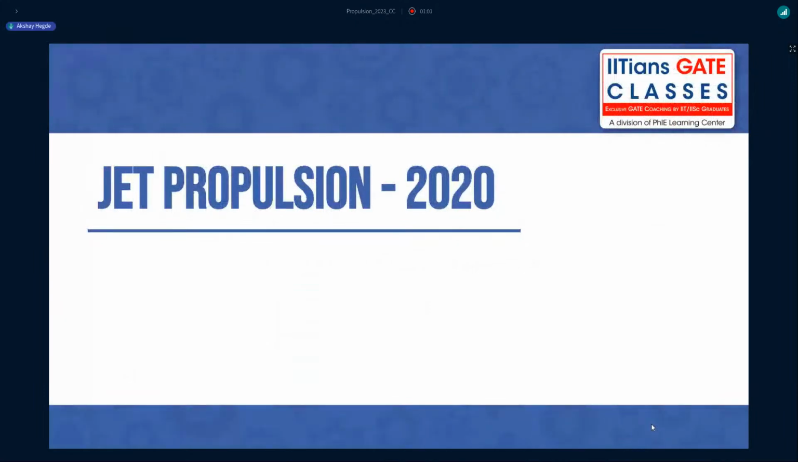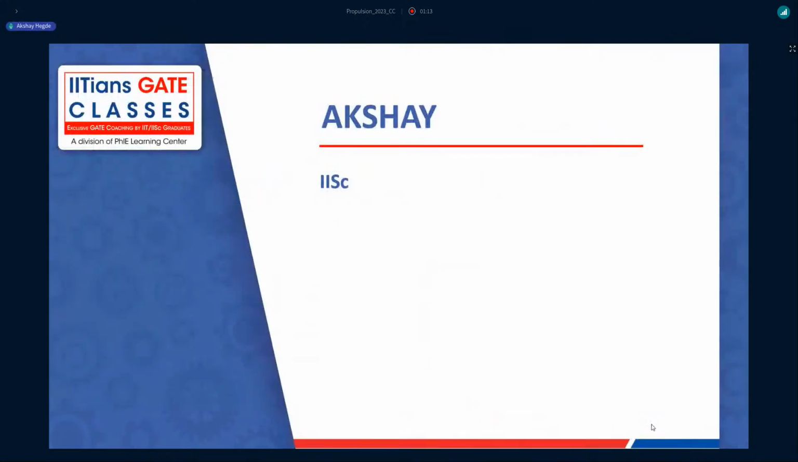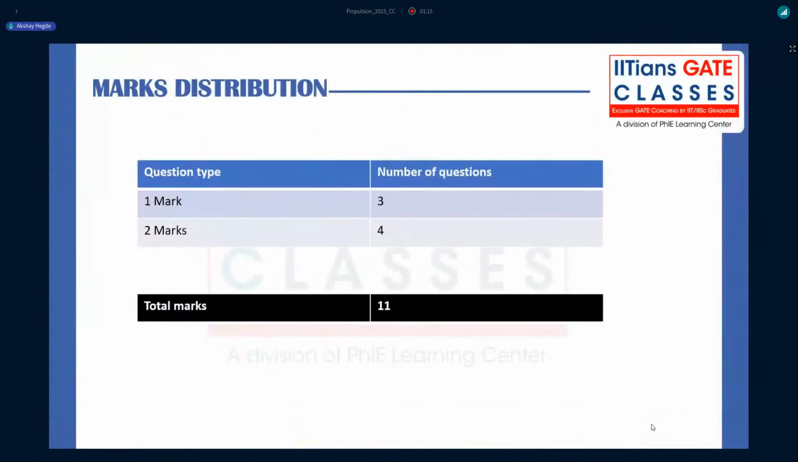So today we will be discussing the jet propulsion part of the Gate Aerospace 2020 paper. Myself Akshay. In 2020, we had around 11 marks out of core jet propulsion, out of which 3 were 1 mark questions and 4 were 2 marks questions. Here we can see many theory driven questions. It is a very interesting paper, I can say. So let us jump into the problems.